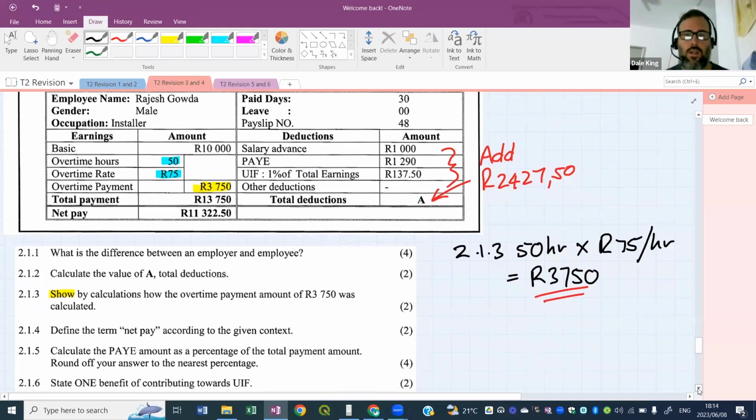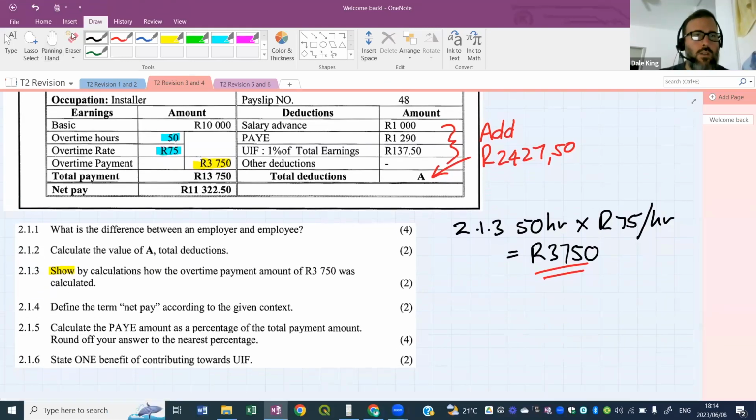Okay, so let's go to the next question. This is 214. Define the term net pay according to the given context. So according to this context of a salary slip, who can tell me what is net pay? Emmanuel? So net pay is the total amount of money that is paid to the employee at the end of the month. Now, does that mean before or after deductions? After deductions have been made. Very good. Well done.